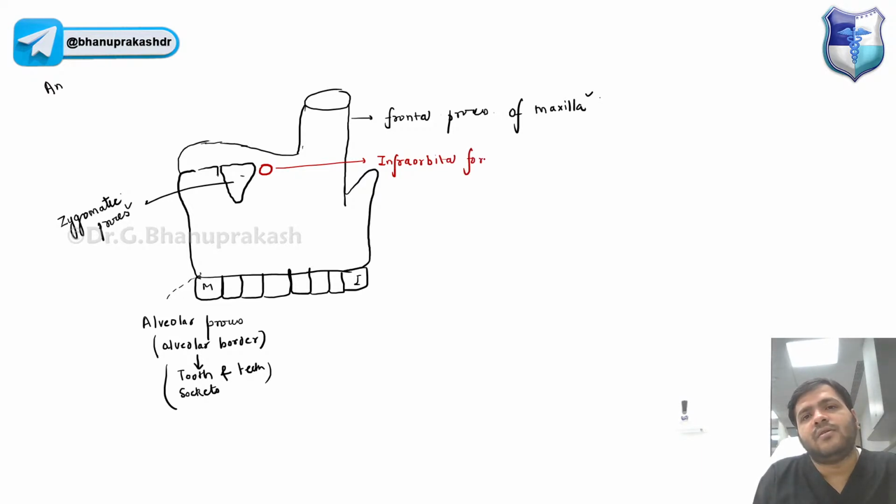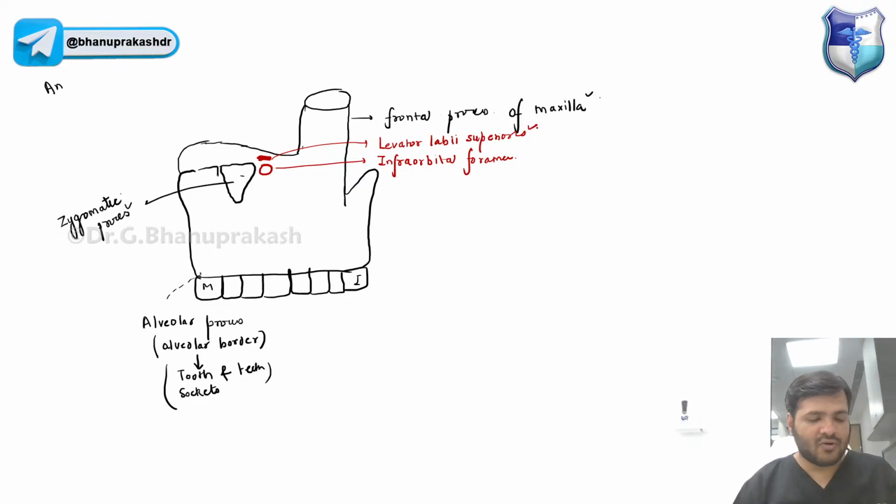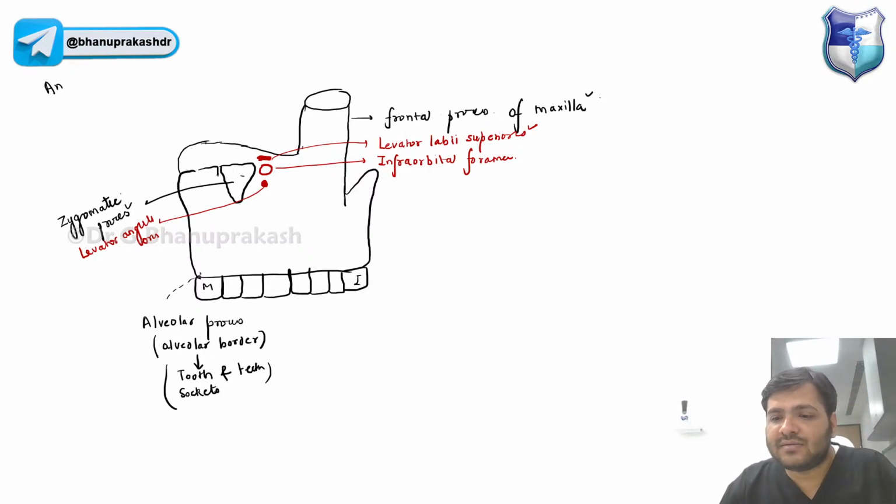Infraorbital foramen. And remember, guys, just above the infraorbital foramen, a muscle is originating, and that is called the levator labii superioris. Please just try to mark it. As of now, we'll be discussing all the bones and muscles separately also. And just below the infraorbital foramen, another muscle originates. Remember, that is called the levator anguli oris. So that is something you have to remember.